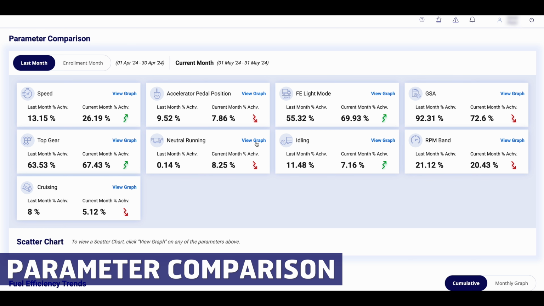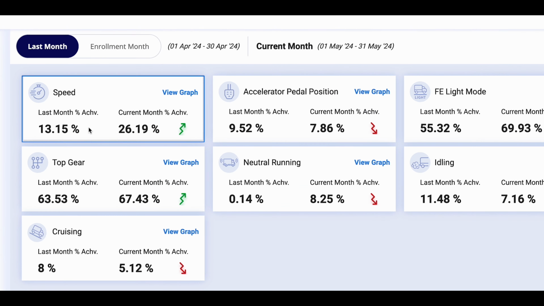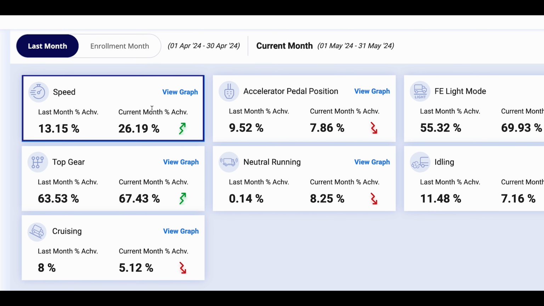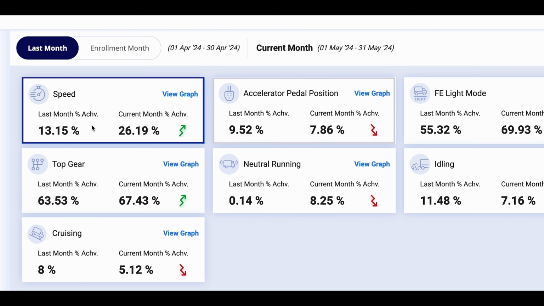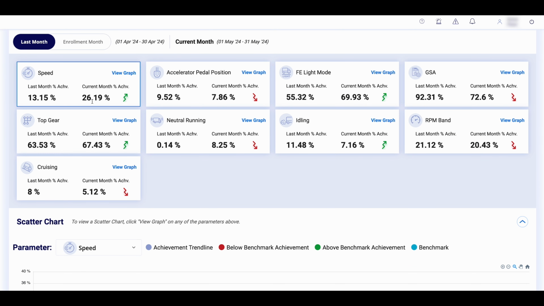Parameter Comparison. This section provides a visual representation of how your performance has changed across the 9 key parameters as we have been discussing so far. A green upward trend signifies improvement, while a red downward trend indicates areas that still require attention. By analyzing this information in growth tracking, you can gauge the effectiveness of Saarathi's recommendations and identify areas where further focus can optimize your fleet's performance and fuel efficiency.